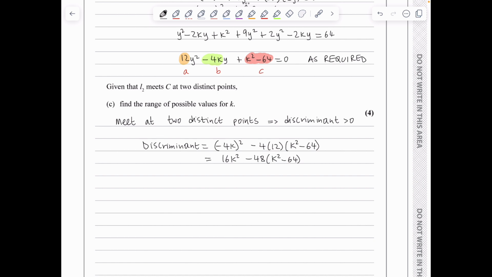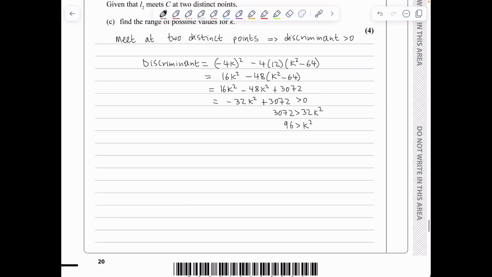I will further expand this to get 16k squared minus 48k squared plus 3072, which is equal to minus 32k squared plus 3072, and we need this to be greater than 0, leading to 3072 greater than 32k squared. If I divide both sides by 32, I get 96 to be greater than k squared, so that I can proceed in finding the critical values.